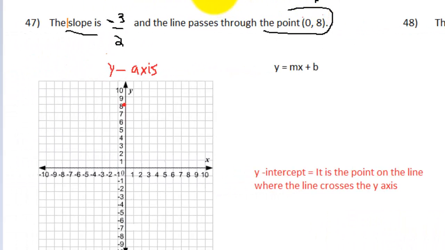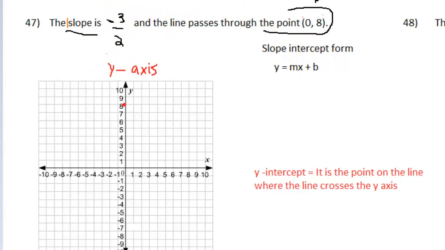The linear equation that we are trying to make is y equals mx plus b. That is the slope-intercept form, where m equals slope and b equals the y-intercept. So the equation itself is the slope-intercept form, m represents slope, and b represents y-intercept. So all we have to do is plug in what we're given.